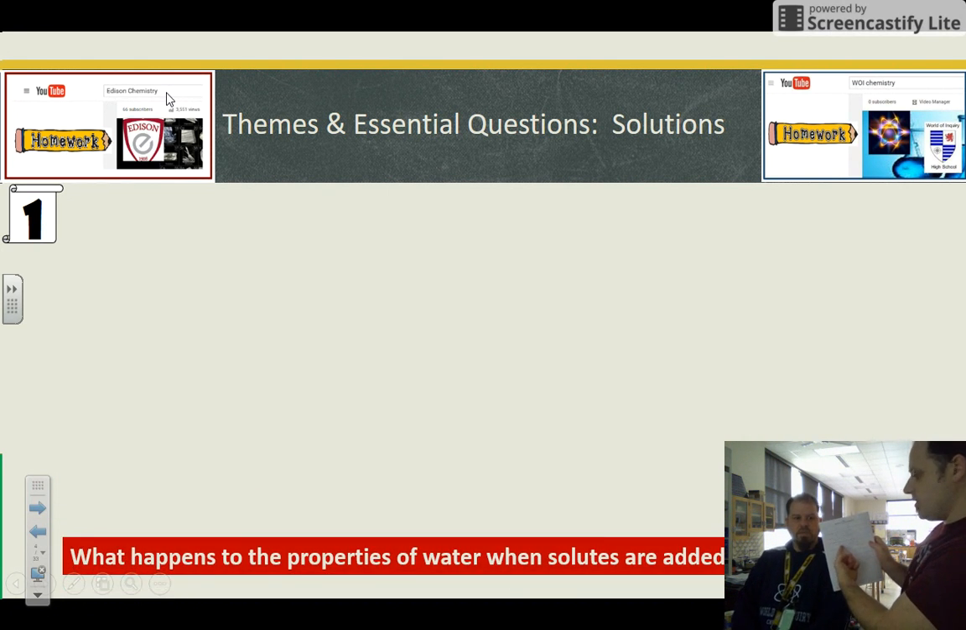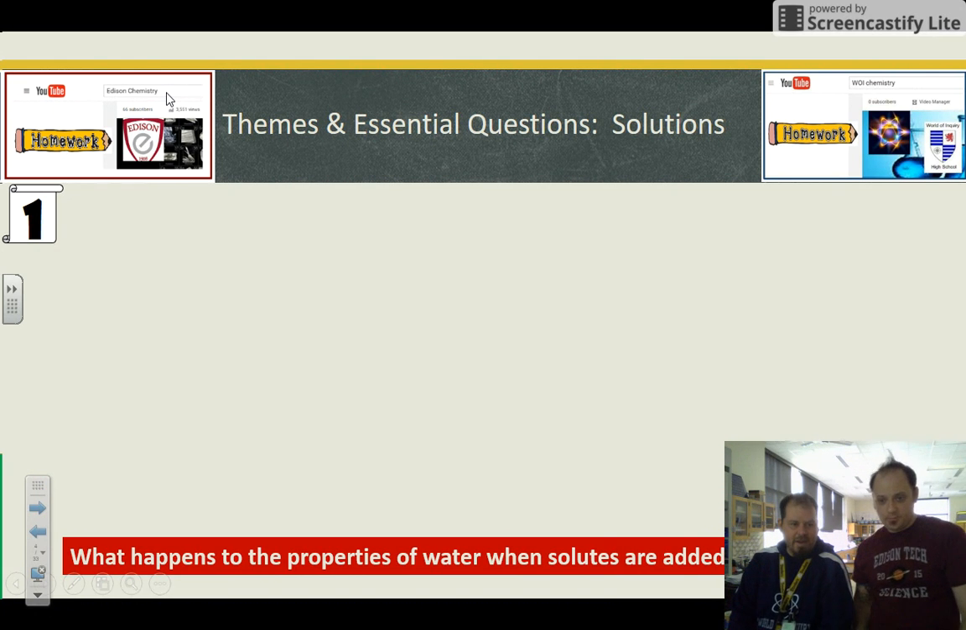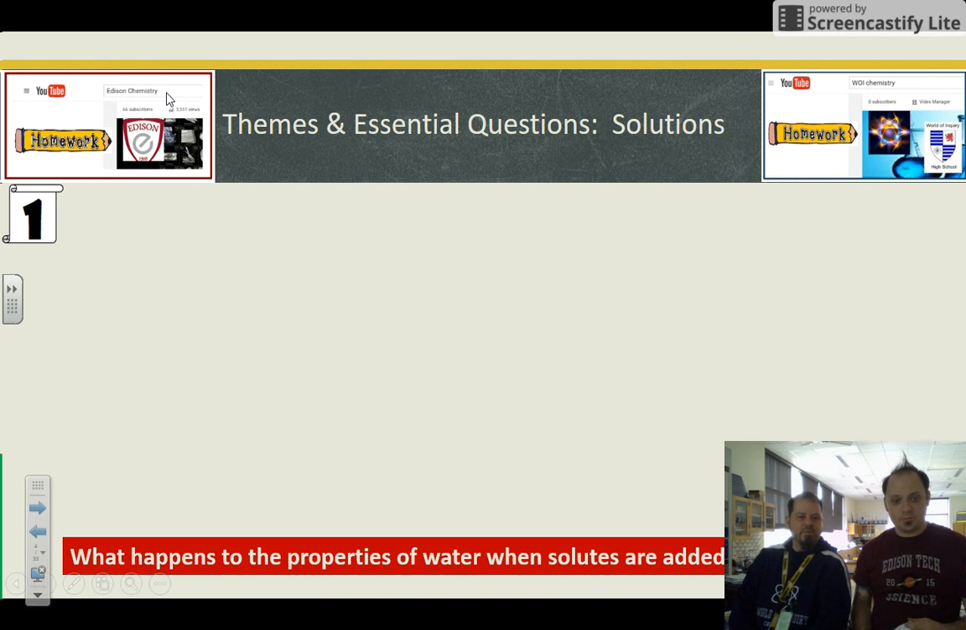Concentration. So we have sets of equations we'll hit up. What happens to the properties of water if I add something to it?